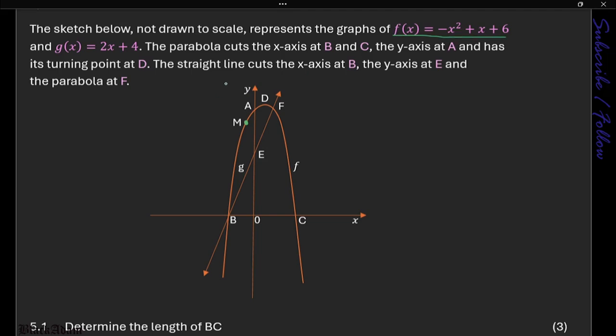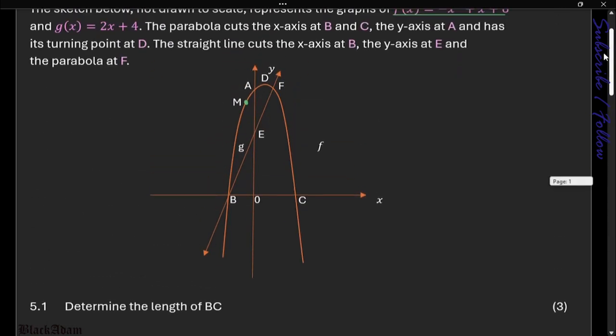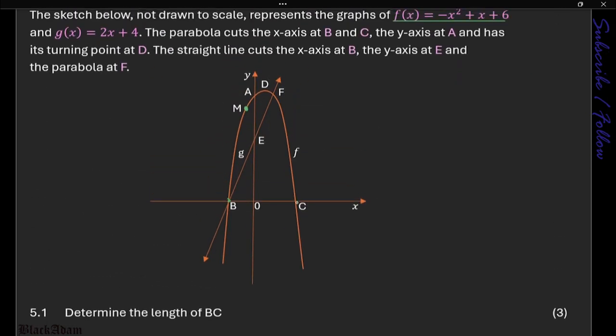Welcome to math class. We have the parabolic equation and the straight line. The parabolic equation is the curve that goes through there, and then we have the straight line that passes through B and F. We are required to find the length BC.